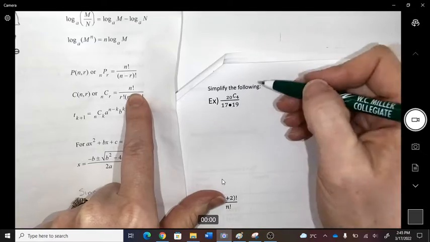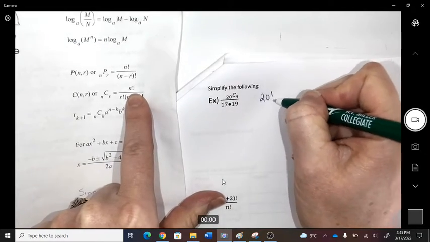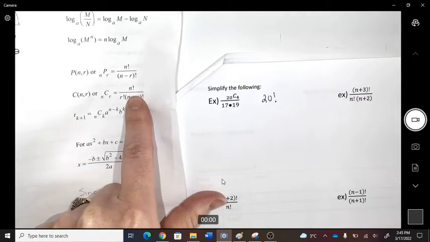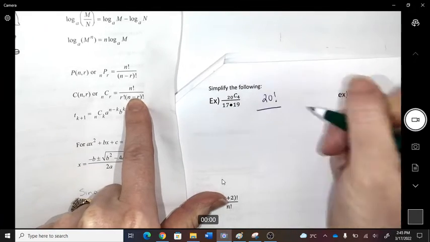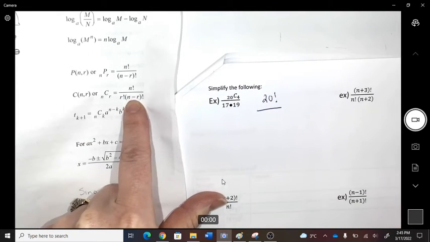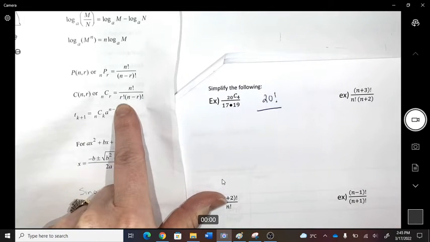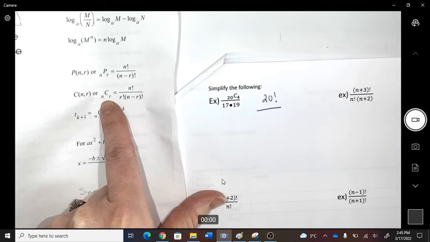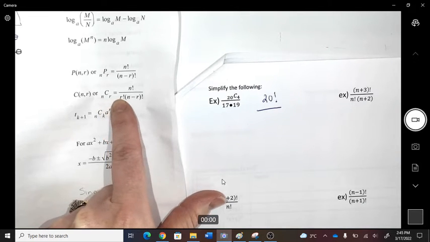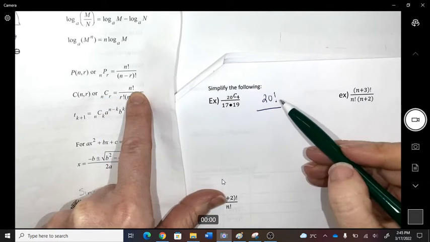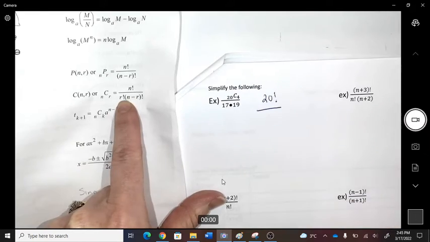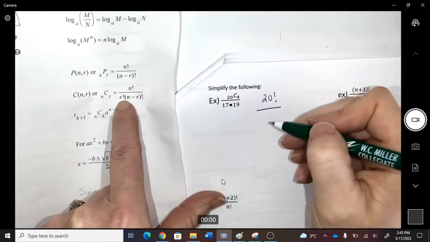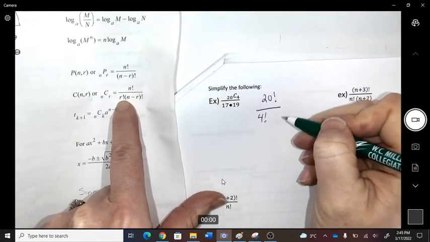N factorial would be 20 factorial divided by, are you looking at the top one? On these three formulas, I'm looking at the middle one. Is that what you mean? Yeah, because it's the C one. Yes. So the N factorial is the 20 factorial. For the R factorial, I write 4 factorial.